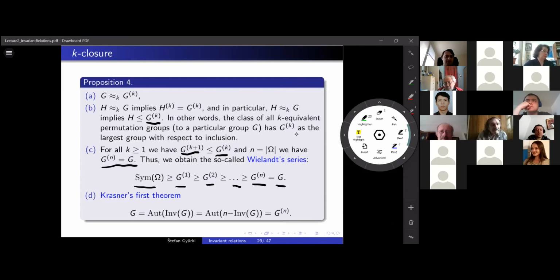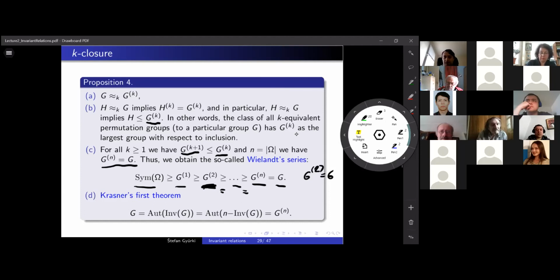This part has many corollaries. For example, if a group is 2-closed, that means that all these inequalities are in fact equalities. Because if a group G is 2-closed, then G_2 is equal to G, and hence the group will be 3-closed, 4-closed, and so on. For each bigger k, it will be k-closed.